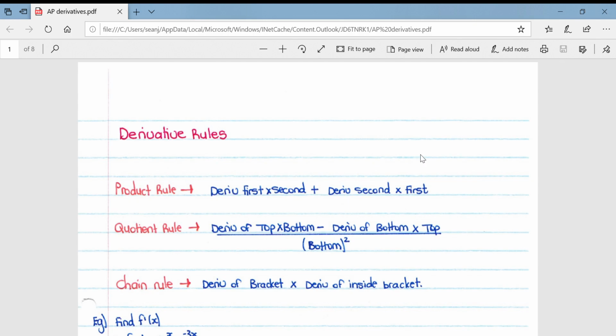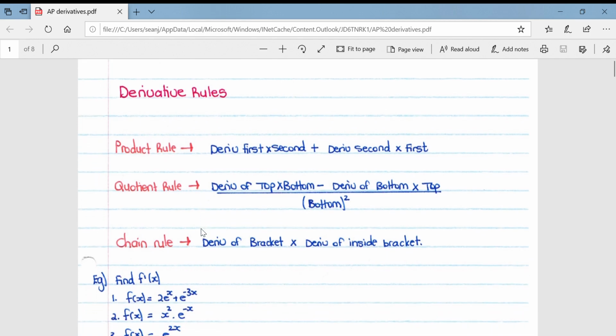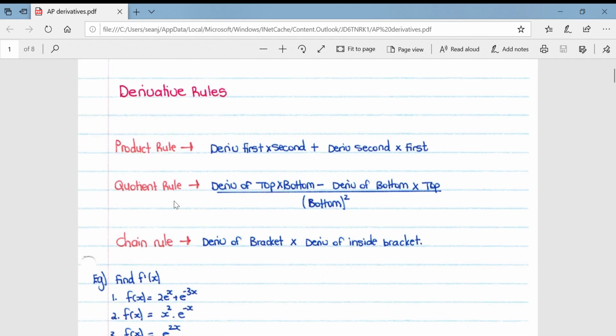This video will cover some of the derivative rules which form a crucial part of the AP syllabus. Before we start, it's best to familiarize ourselves with these three rules which form the main part in derivatives with AP maths. So the product rule is obviously when you have two terms next to each other, each with a coefficient.